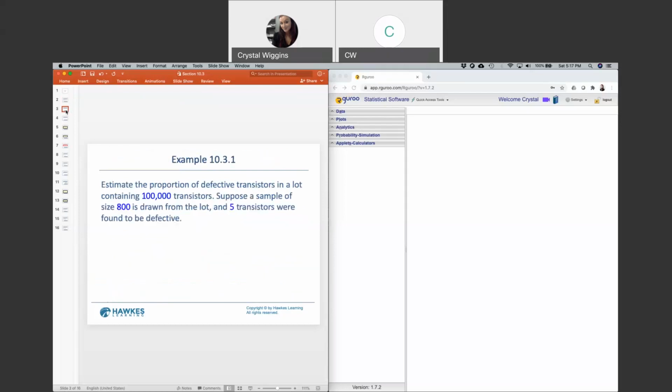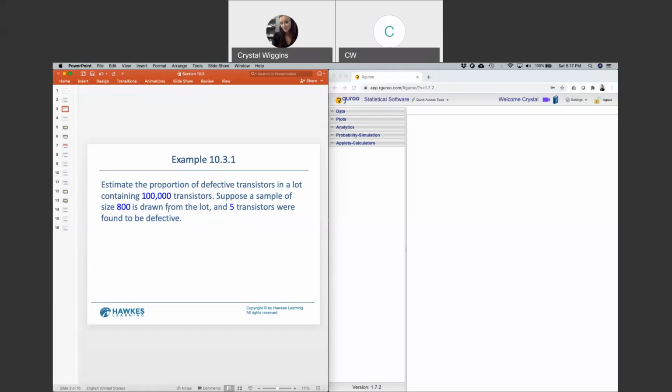All right, so for example, let's estimate the proportion, or the point estimate, of defective transistors in a lot containing 100,000 of them. Suppose a sample of size 800 is drawn from this lot and five were found to be defective.